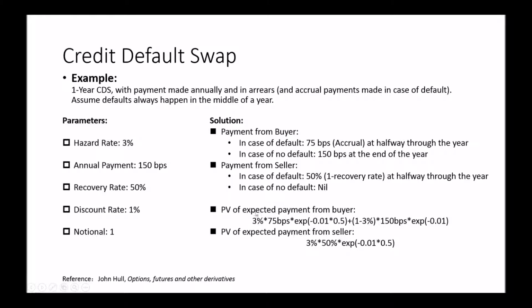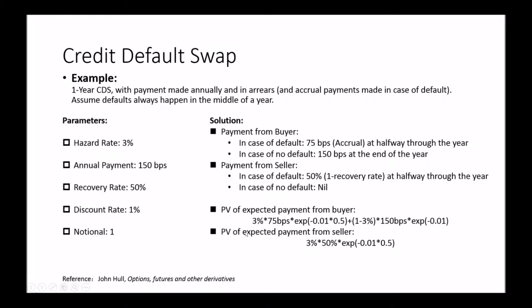So the present value of the expected payment from the buyer will be 3% multiplied by the 75 basis points and discounted back to the beginning of time. Because the payments will be in the midpoint of the year, the discount factor will be smaller than the discount factor for the case of no default. So in case of no default, with possibility of 1 minus 3%, that is 97%, multiplied by the 150 basis points and discounted back to the beginning of time.